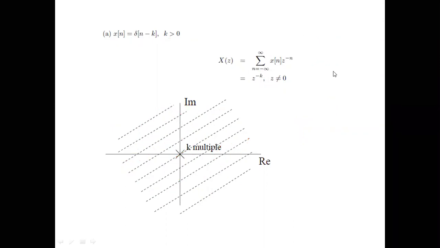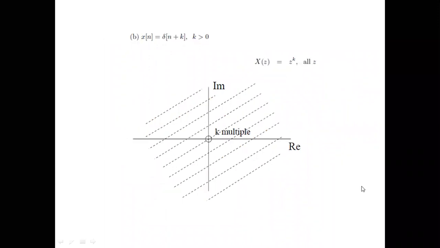Now in this problem the impulse was on the right side, right? Now here is a similar problem, and you can see the impulse is now on the left side, at minus k. That is why X of z turned out to be z to the power plus k. So when the expression is z to the power plus k, what is going to happen, by the way?